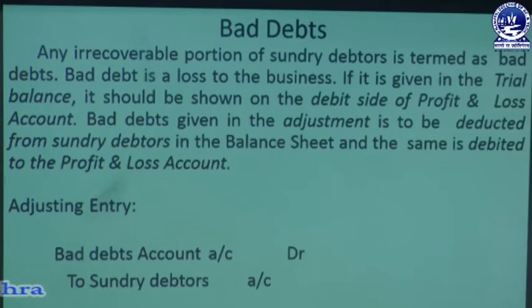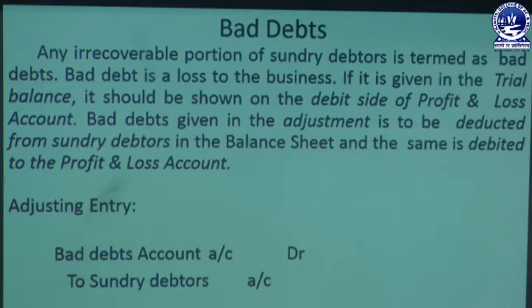The next adjustment item is bad debt. So what is meant by bad debt? Any irrecoverable portion of sundry debtors is termed a bad debt. That means when the organization sold goods to the customer and the amount is not recovered in due course of time, the irrecoverable portion of the amount from the sundry debtors is called a bad debt. It is one type of loss for the business.